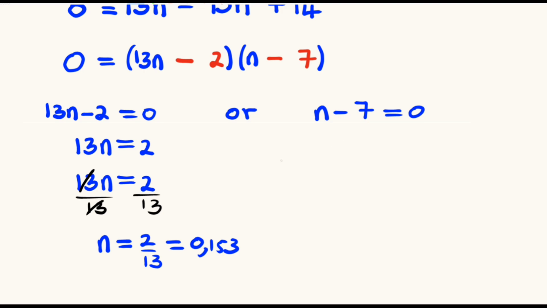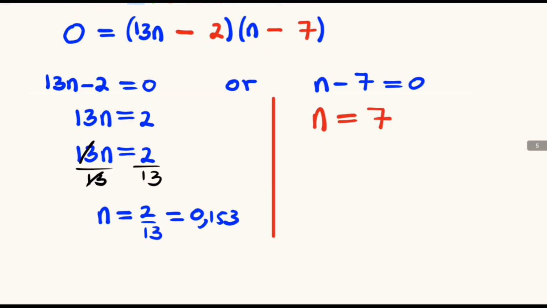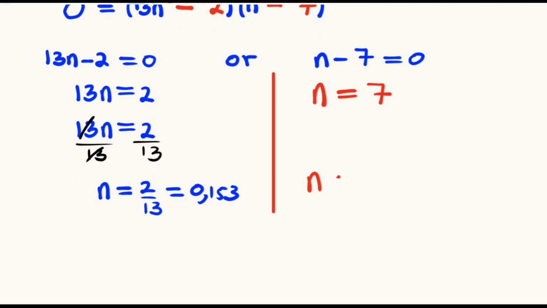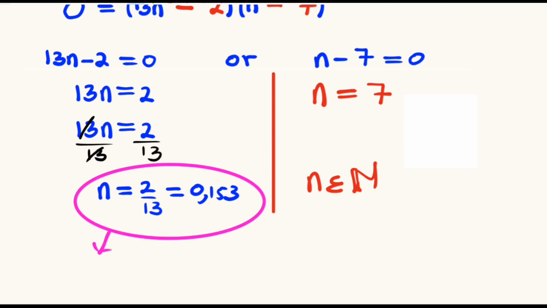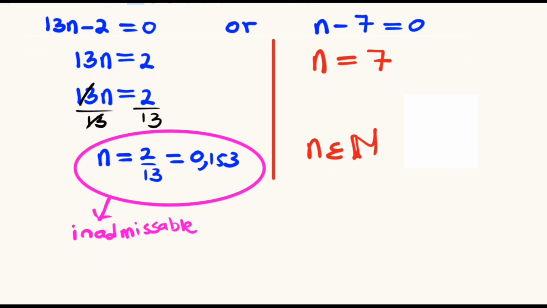On the other side, n will be equal to 7. Remember that n has to be an element of the positive whole numbers. So n has to be greater than or equal to 1. Since this n is not, we will consider it to be inadmissible. The correct value of n will be equal to 7.